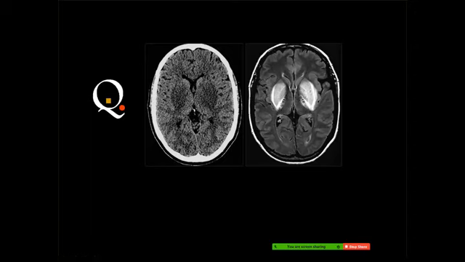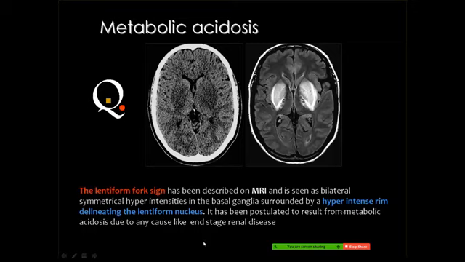I will prepare a lecture on the differential diagnosis of basal ganglia lesions very soon, inshallah, so that I can solve this problematic appearance. But in this case, the diagnosis is metabolic acidosis, and there is a characteristic sign here known as the lentiform fork sign. If you look carefully, you see a very bright signal at the edge of the lentiform nucleus simulating a fork.